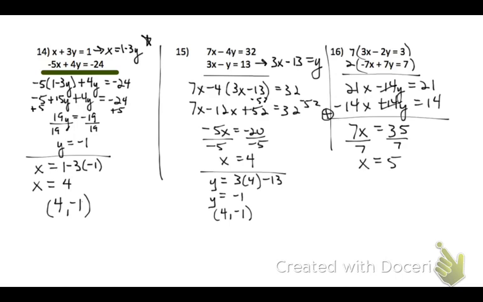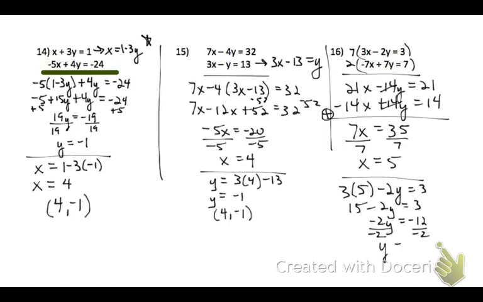Now I'm going to plug that into one of my original equations. So I'm going to plug that into my top equation. Either one will work. So 15 minus 2y equals 3. Now just solve for y. So subtract your 15 and then divide by negative 2. So y will equal positive 6. So our solution is the point 5, 6.